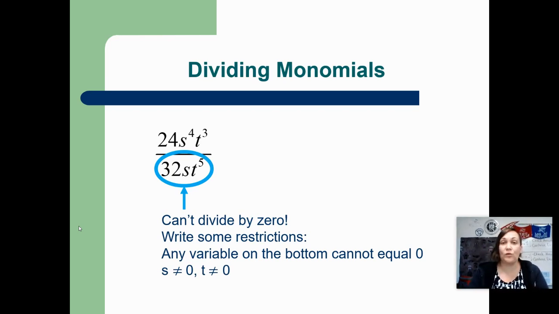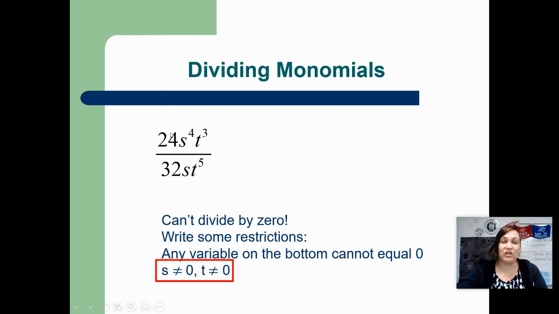Those again are called the restrictions, or sometimes they will be called excluded values. It depends on where you're looking. There will be an answer line where you have to write down the restrictions, so make sure that you get into the habit of doing that. And that's one of the first things that you should do: find your restrictions. Once you've found your restrictions, then you can actually simplify your fraction.